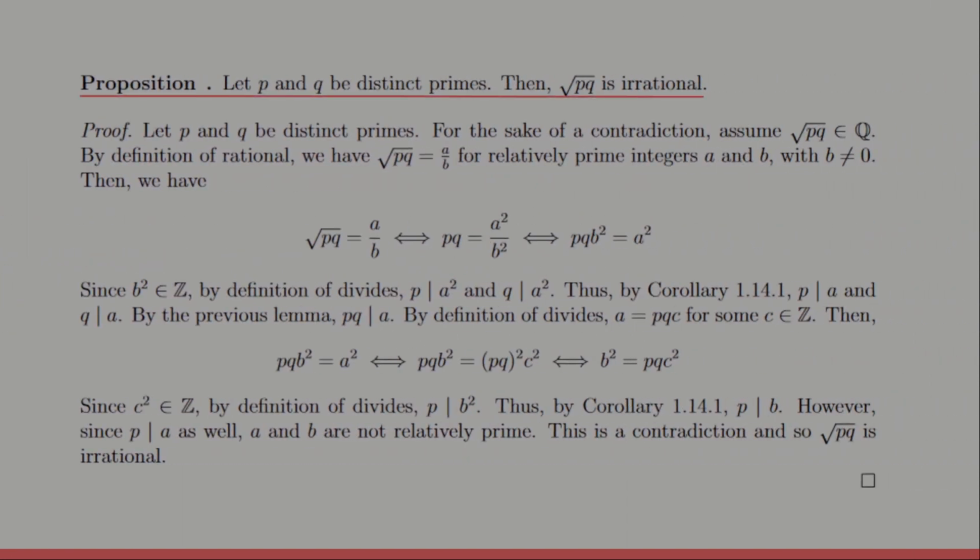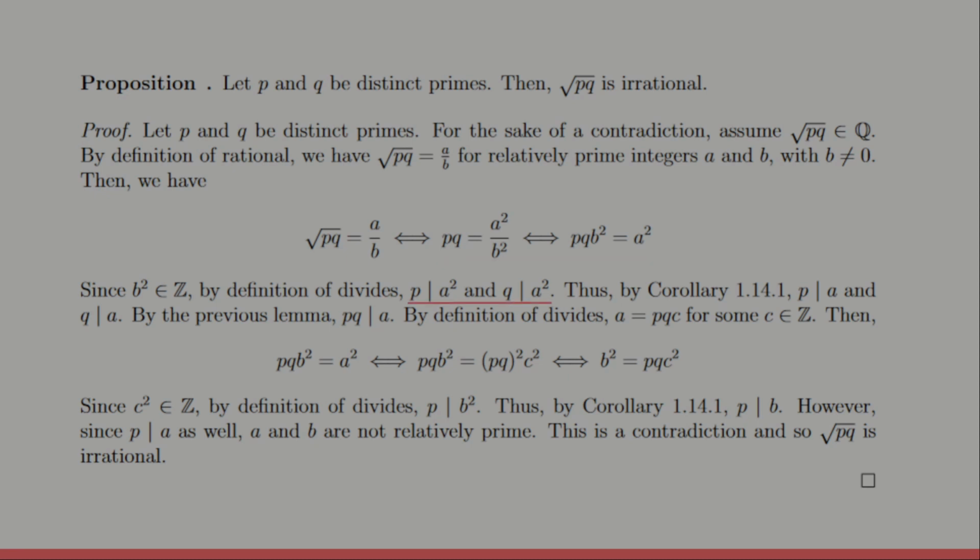Let's prove that the square root of the product of any two primes that are distinct is irrational. Since 6 is 2 times 3, which are distinct primes, we will be showing that the square root of 6 is irrational as well. The proof starts off very similar to before. We use a contradiction, invoke the definition of rational, and we square both sides. Lastly, we can isolate a squared by multiplying both sides by b squared.